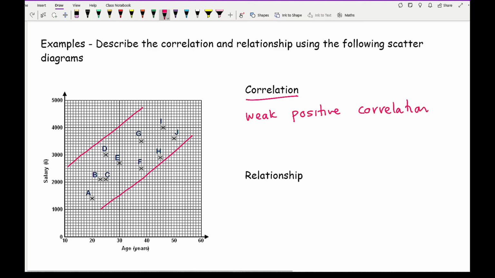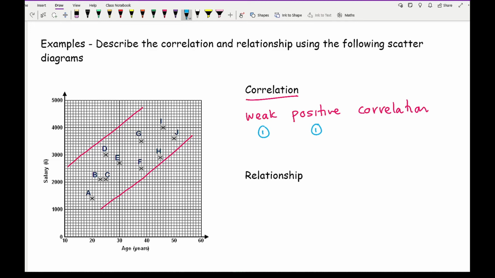And for 2 marks, I would get 1 mark for stating weak and 1 mark for saying positive. Now, the positive is probably the most important one. The weak would be a bonus mark. Now, when describing the relationship, this is where you need to make sure you're reading the question carefully, because if you give a relationship description on a correlation question, you're not going to get any marks.